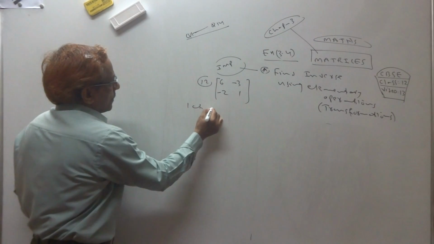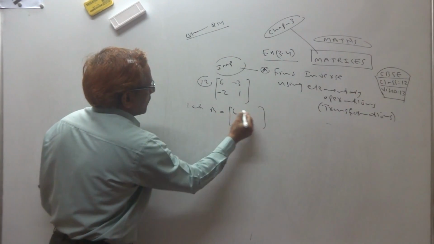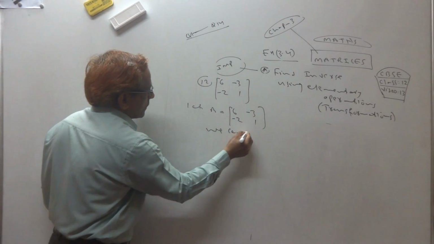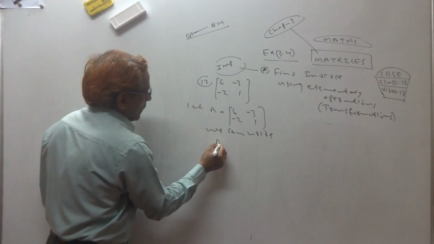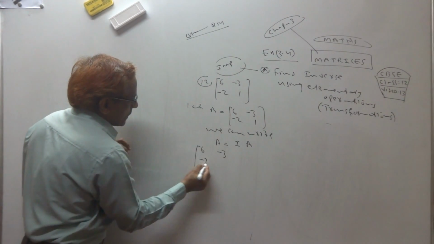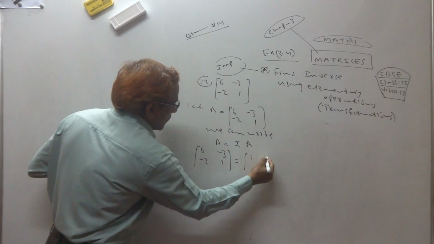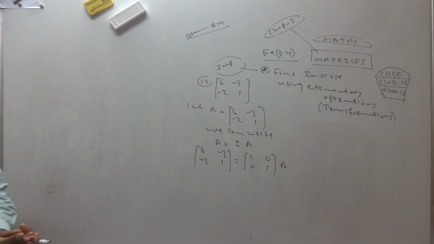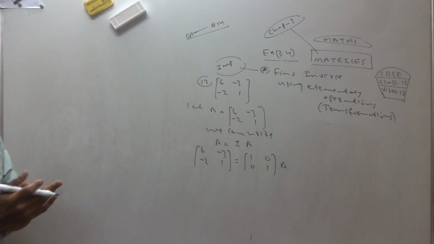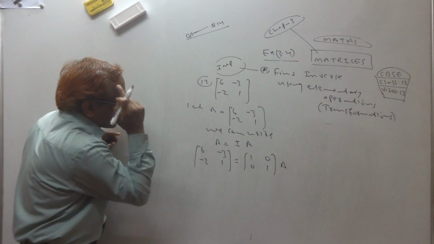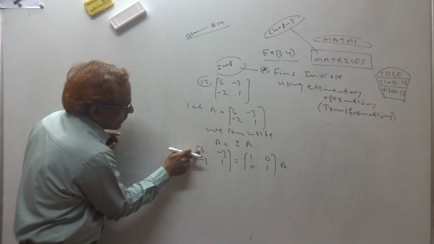Okay. So first we suppose the matrix is A, then we can write A is equal to IA. What is A? 6 minus 3, minus 2 1, equals 1 0, 0 1. Okay. So what we do always, we make this 1 always. So you should try to see how you can get 1 here.